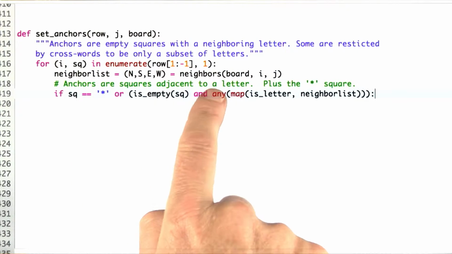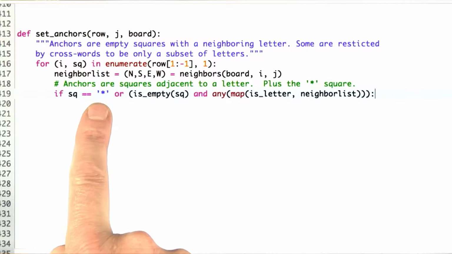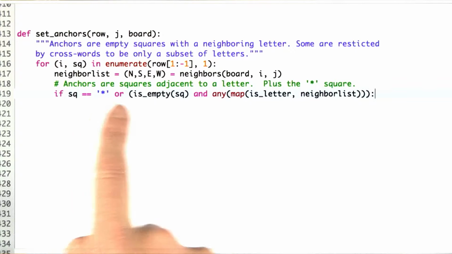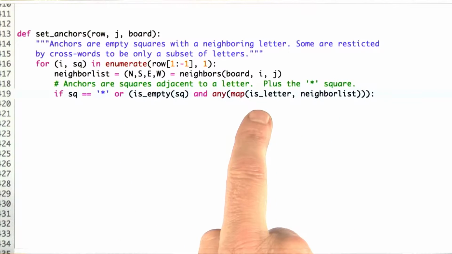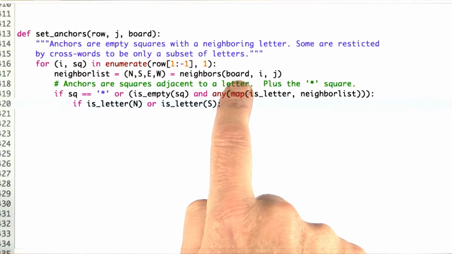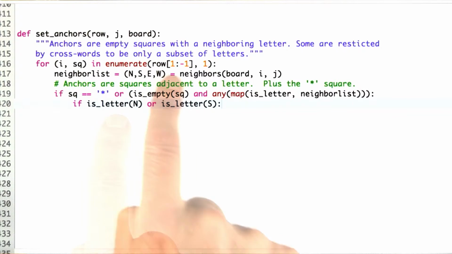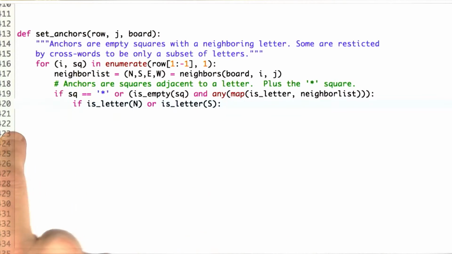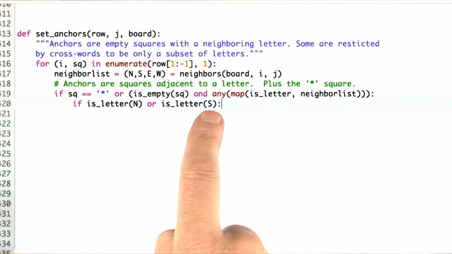And then I'm going to say, what are the anchors? Well, if the square is the star, the starting square, then that's an anchor, sort of by definition. Otherwise, if the square is empty and any of the neighbors is a letter, then that's an anchor. Now I've arranged that neighbors of board is a function that returns the neighbors in this order: north, south, east, and west. And now I'm saying we're operating on a row. If the neighbor to the north or the south is a letter, then we have a crossword that we have to deal with. If not, then it's an unrestricted anchor.